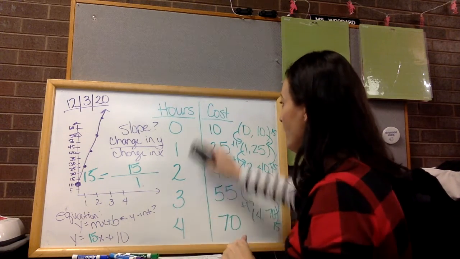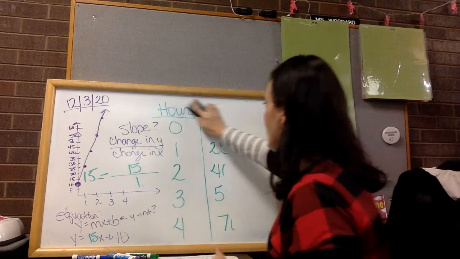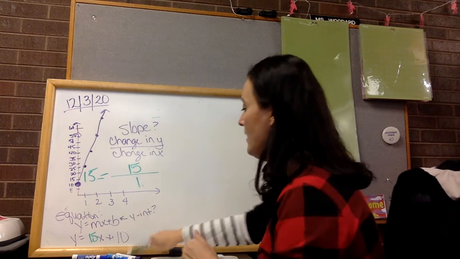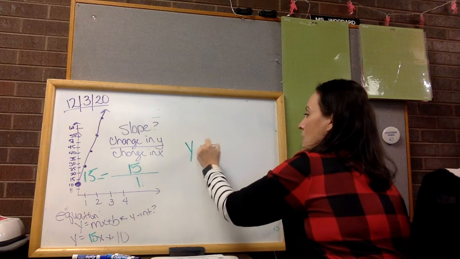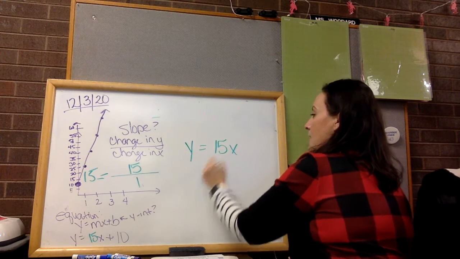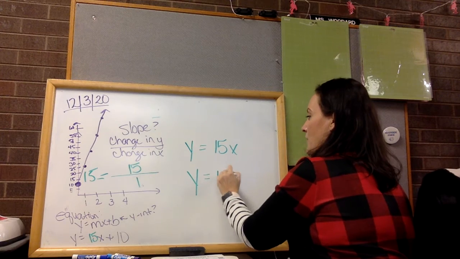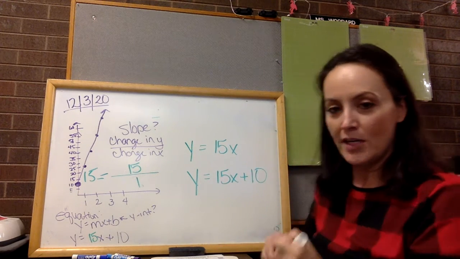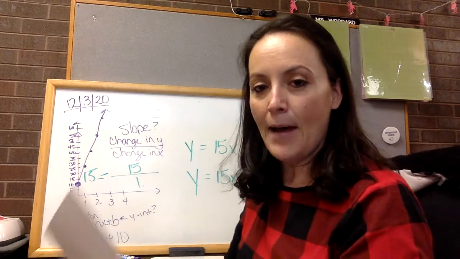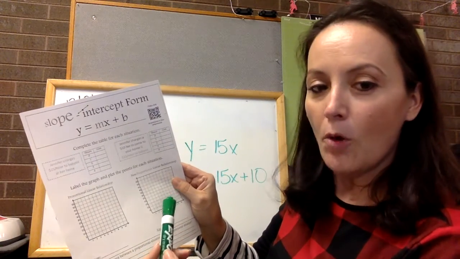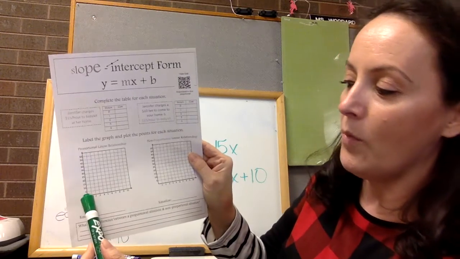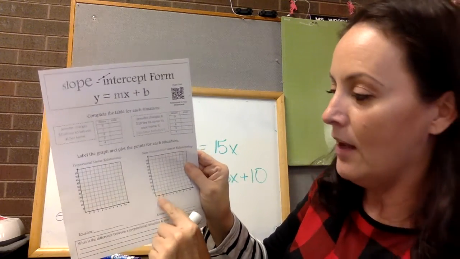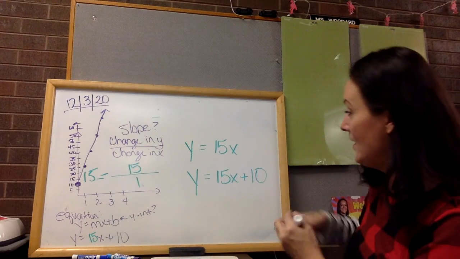So for the overall equation, I have 2 different equations. What I want you guys to notice is that with one equation, I got y equals 15x. The other equation, I got y equals 15x plus 10. The biggest difference between your points and what was happening there is that you had the same slope, same steepness, but one of them went through the origin, through 0, 0, and the other one went through 0, 10. So that is the difference between these two.